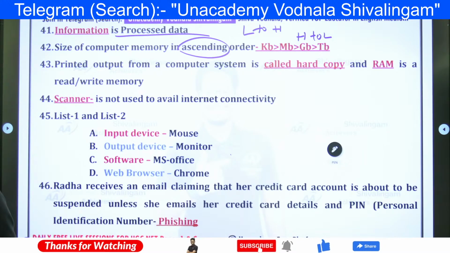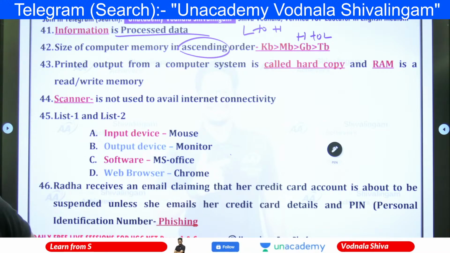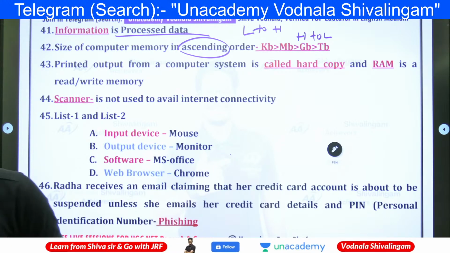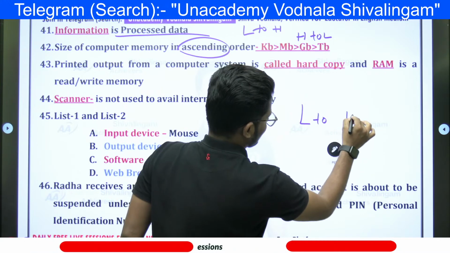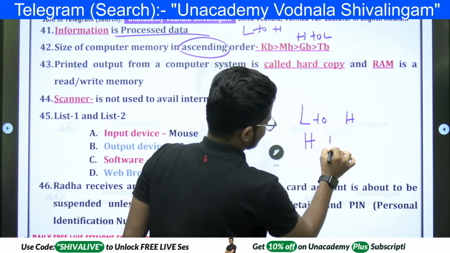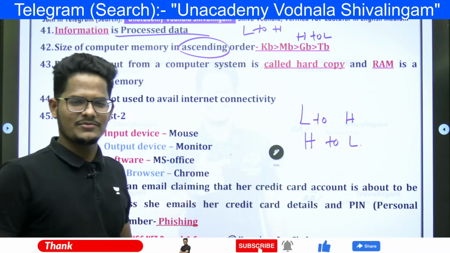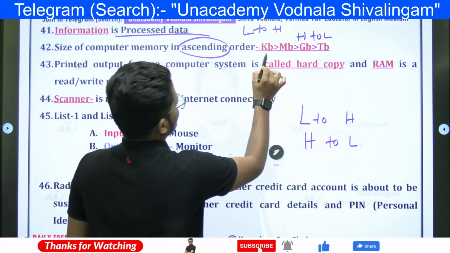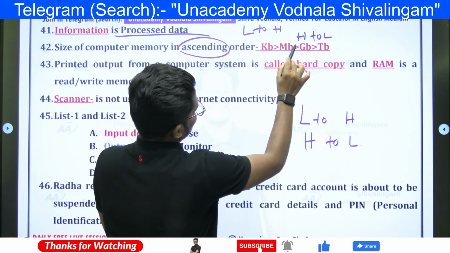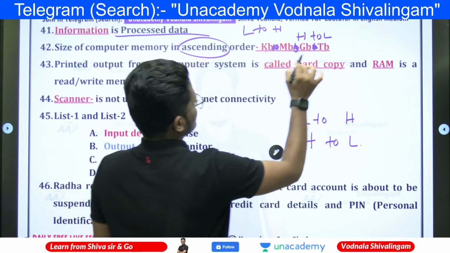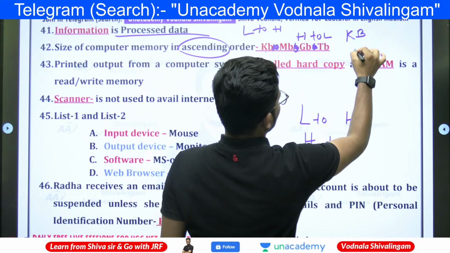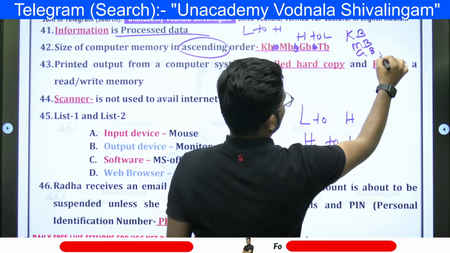Think first. Ascending is low to high. Descending is the reverse, high to low, right? Even I also get confused by it. That is natural. So here the lowest one is KB, then MB and GB. But this symbol is wrong. This is the first arrangement we need to do: KB, MB, GB, TB. This symbol is wrong.